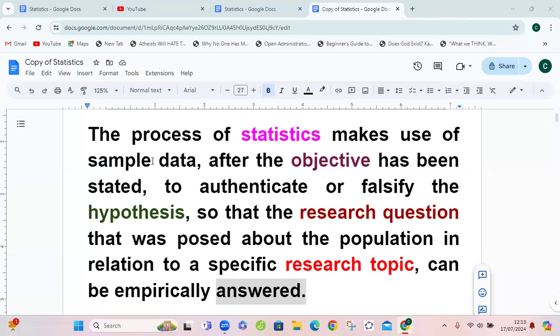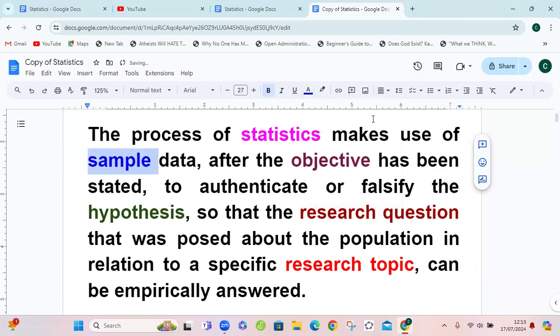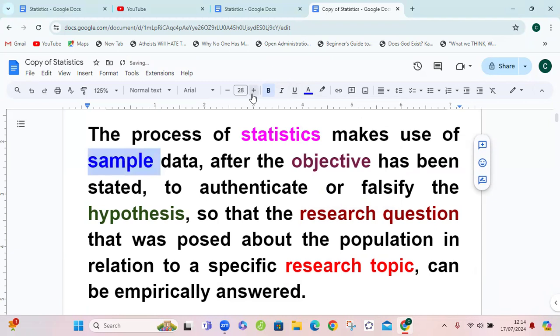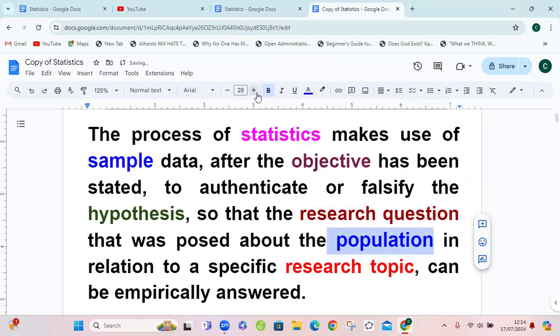So the process of statistics uses sample data, information collected from a sample that is a fraction of the population. And this will be processed so that a conclusion can be made with regards to the population. So in a nutshell, sample data is being used to make conclusions, or to infer conclusions, about the population.